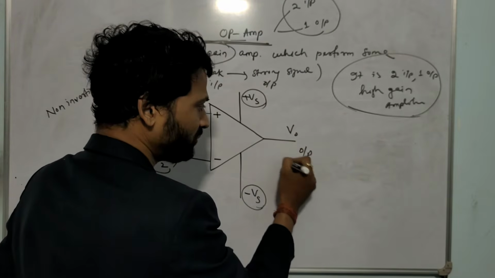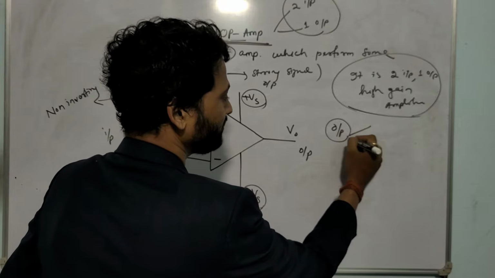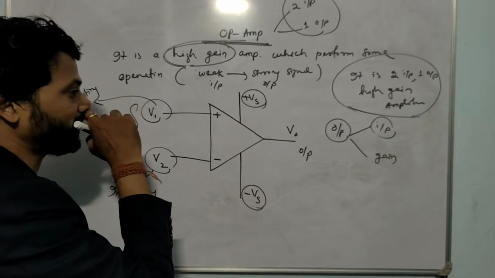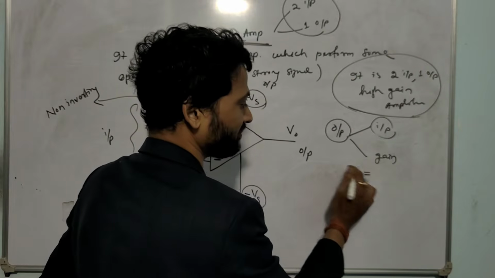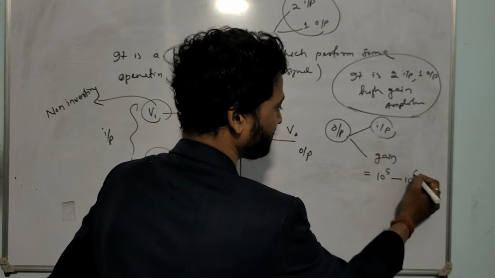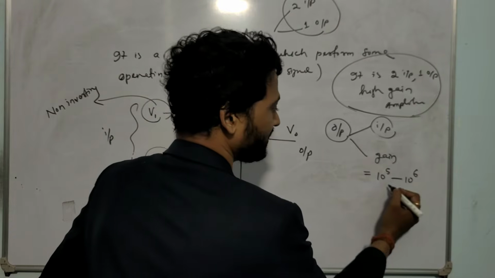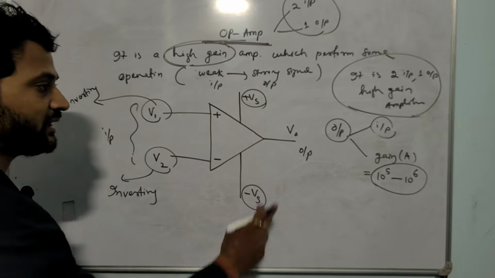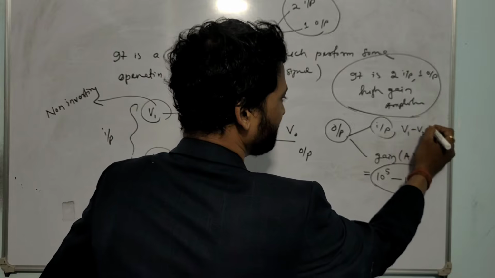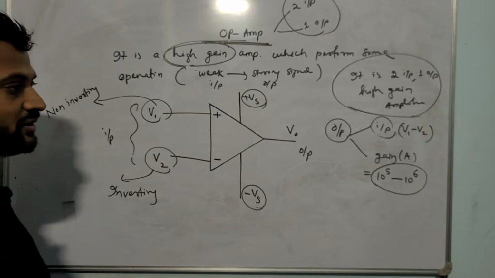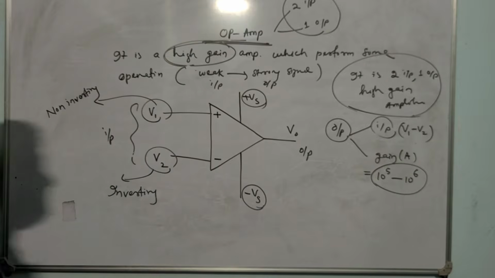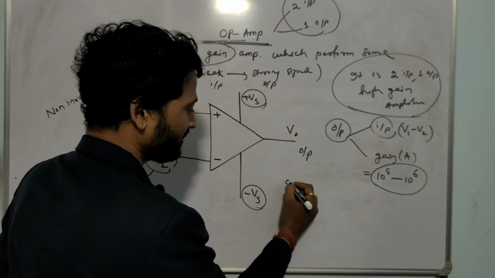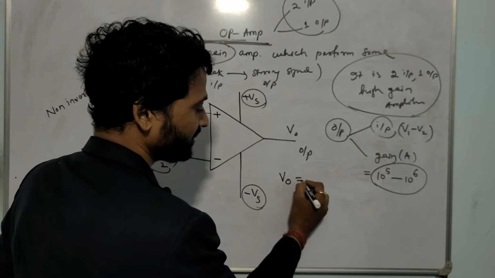See, the output depends on two factors: input and gain. As I have told, it is a high gain amplifier. Usually in an operational amplifier the gain is 10 to the power 5 to 10 to the power 6. The symbol of gain is capital A. And the input is the difference between the two voltages V1 and V2. Is it clear?